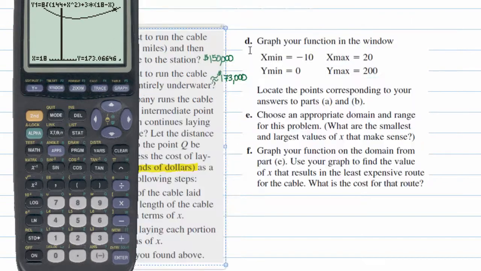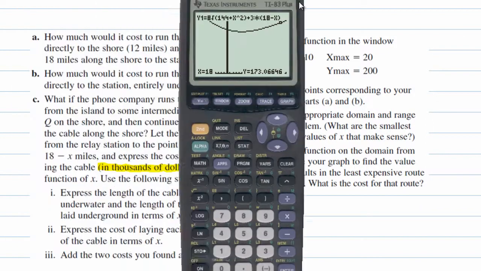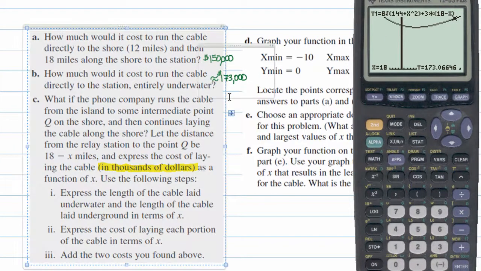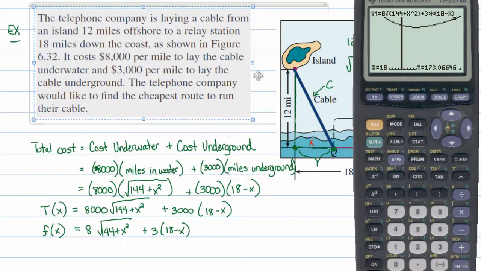All right. So that being said, let's go to E. Choose an appropriate domain and range for this problem. The smallest and largest values that make sense for X. I'm going to move this calculator again to the other side of the screen because I need to look at my function.